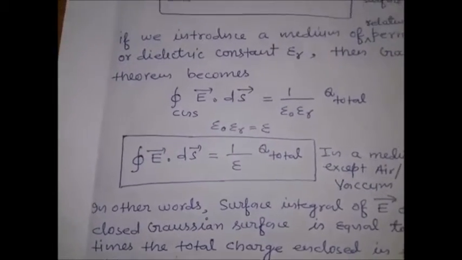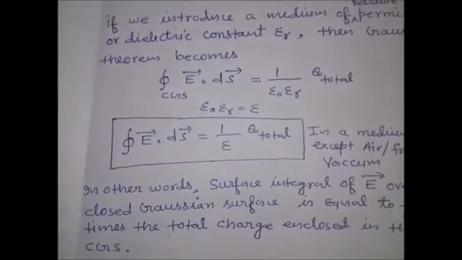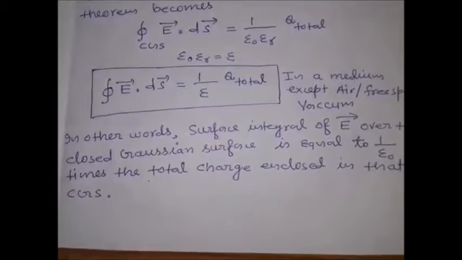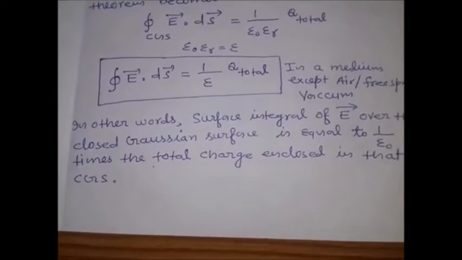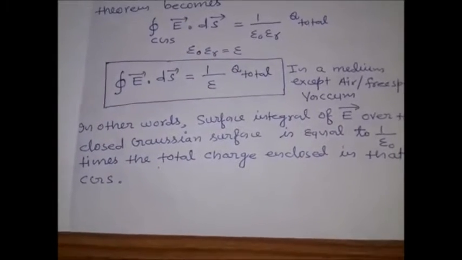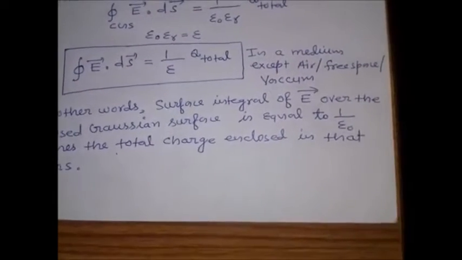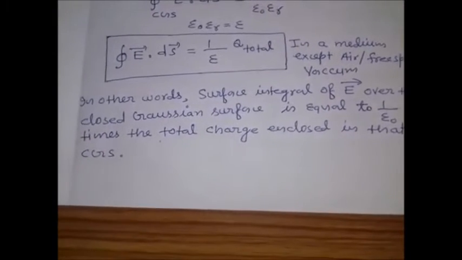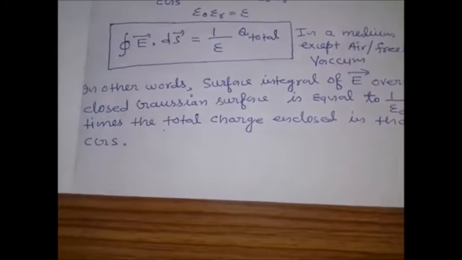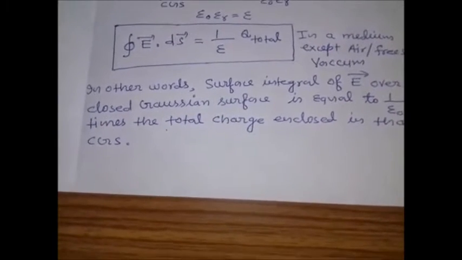You can see the mathematical expression. What you see, integral over a closed surface E dot ds, is also known as surface integral of electric field over the closed Gaussian surface. Okay, so we can summarize this Gauss theorem in other words: surface integral of electric field intensity over closed Gaussian surface is equal to 1 upon epsilon naught times the total charge enclosed in that Gaussian surface.